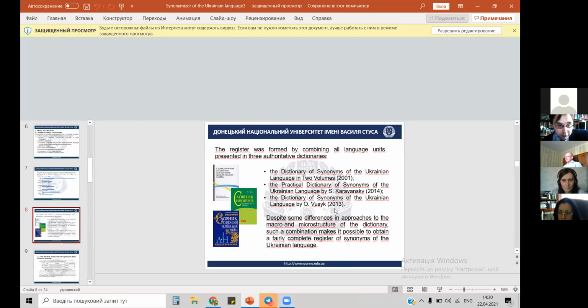So here it's the dictionary of synonyms of the Ukrainian language in two volumes, the dictionary of synonyms of the Ukrainian language by Karavansky, and the dictionary of synonyms of the Ukrainian language by Vietrov. Are these the sources? Yeah, these are the sources. I see. You take all words from these dictionaries into your database. Yeah, exactly. Okay, thank you very much.